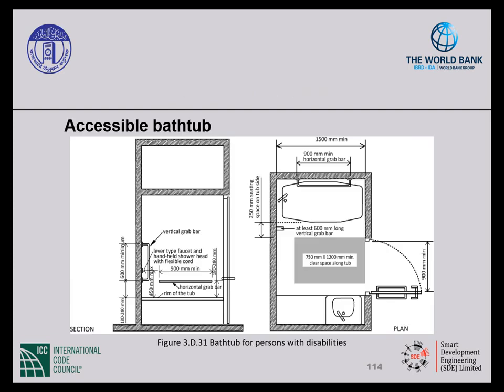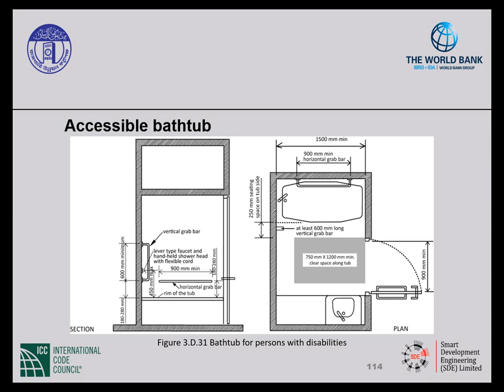So for bathtubs, you need to provide a clear floor space of 750 to 1200 millimeters along the length. Provide a minimum 450 millimeters clear to any other fixture, edge to edge. The tub should be a minimum 1500 millimeters in length, and the tub rim should be between 180 and 280 millimeters above finished floor. Be sure that the tub surface is slip resistant. You need to provide a seat at the tub. Can either be along the long edge or along the back, and it's a minimum 250 millimeters deep.